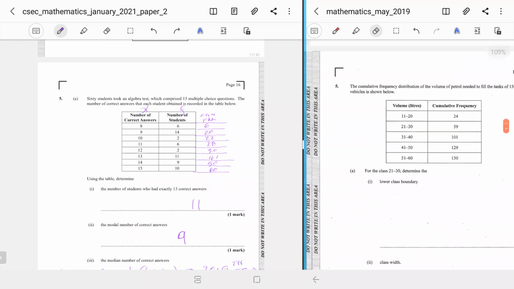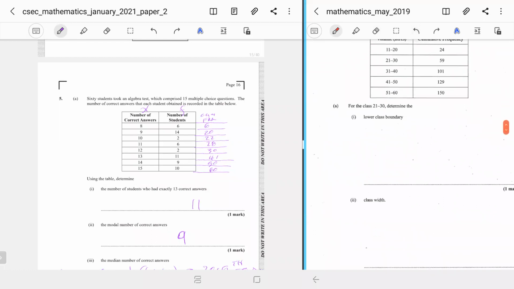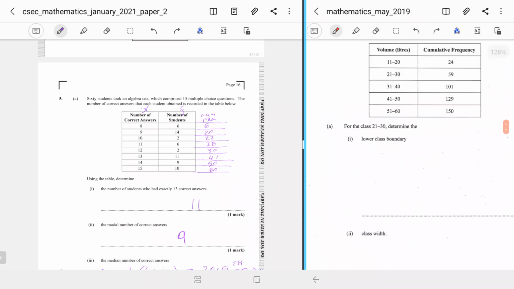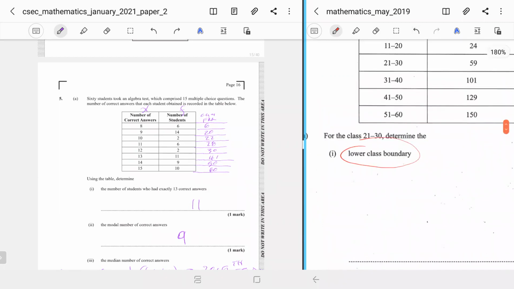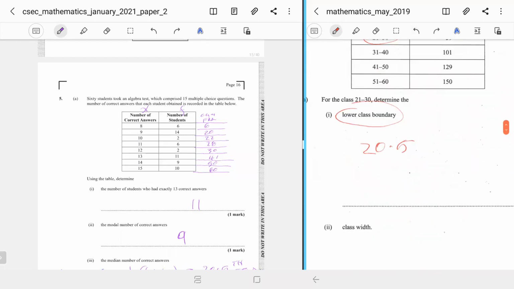I won't get into this question, but see, they're asking us for the lower boundary and class width that we did today. They ask those things that we just did earlier today. For the 21 to 30 class interval, determine the lower boundary. The lower boundary of this class will be 20.5. What is the unit of measurement? Liters, 20.5 liters. Simple as that.